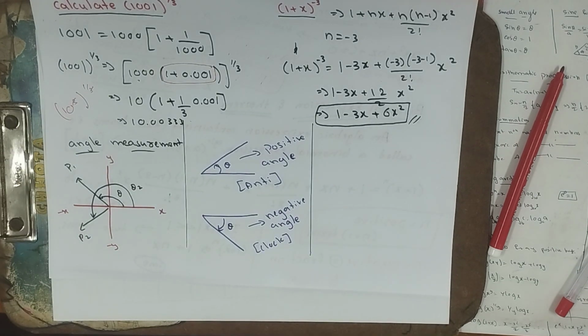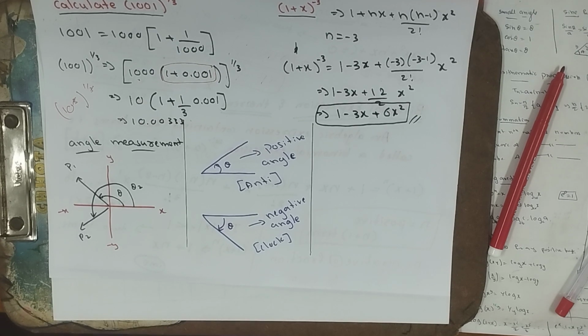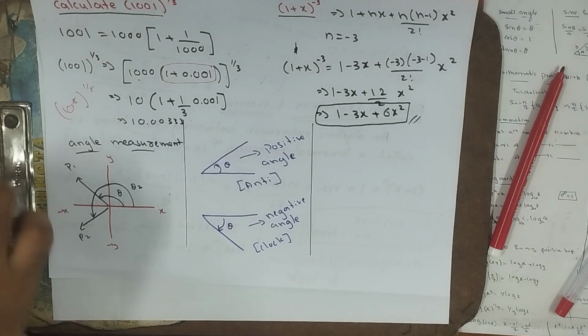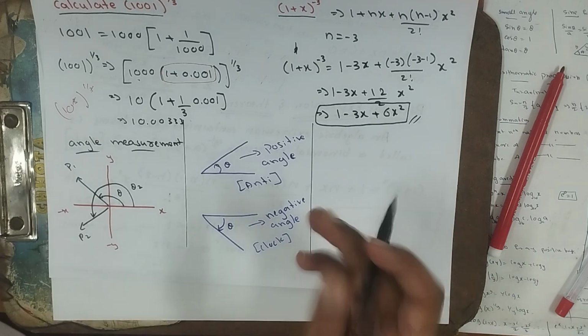Now why we always measure positive is because to solve problems, positive angles are very easy compared to negative angles. Why? I will show you, don't worry. Now after this I will tell you one small and very important thing.